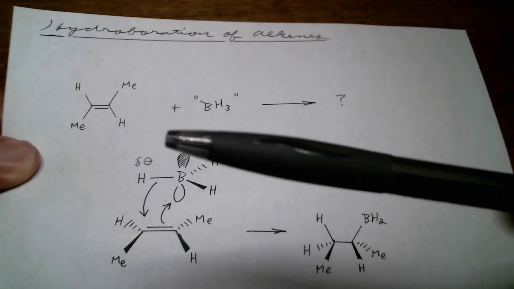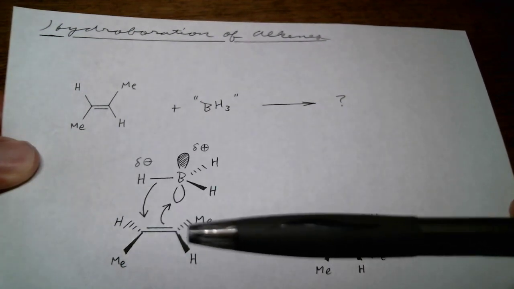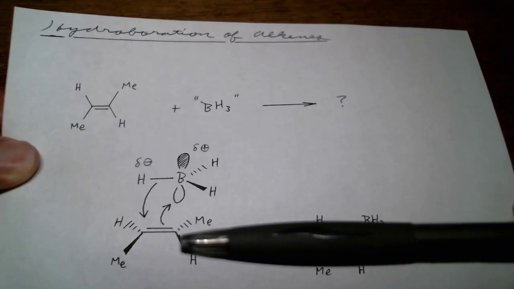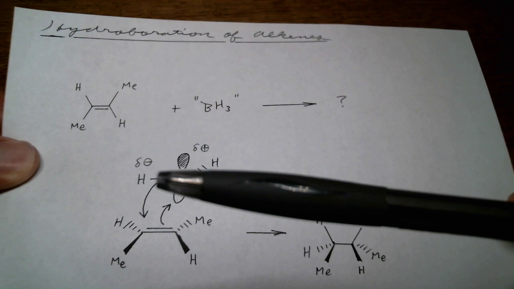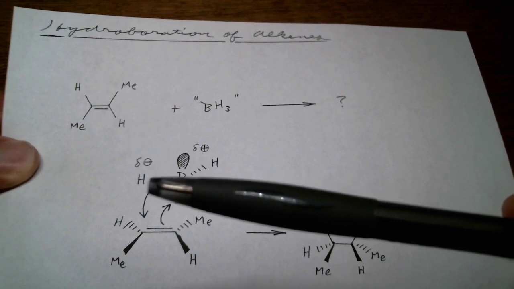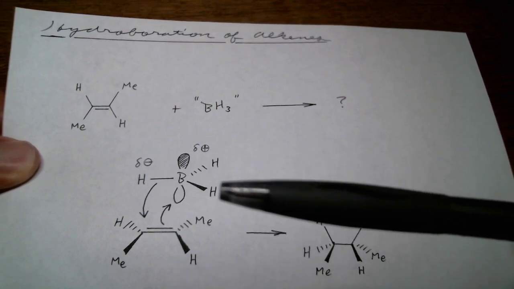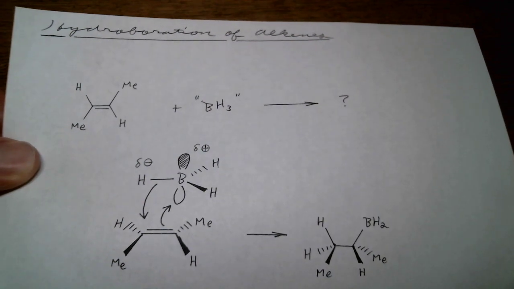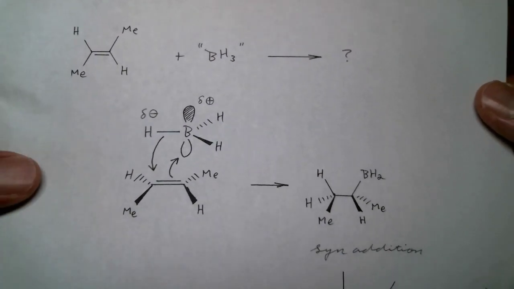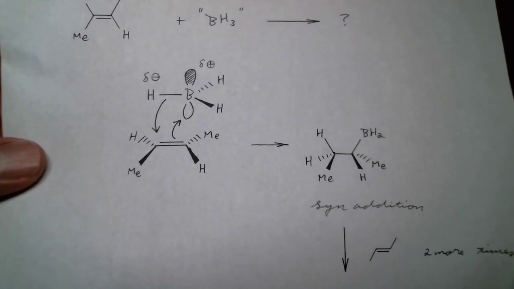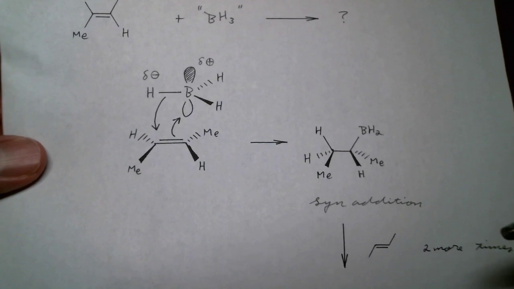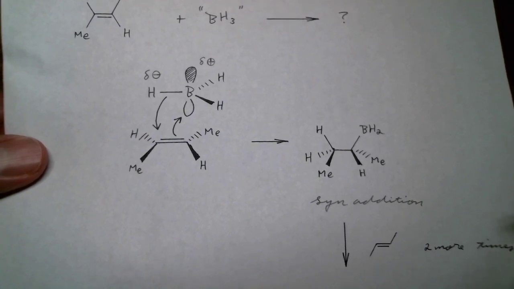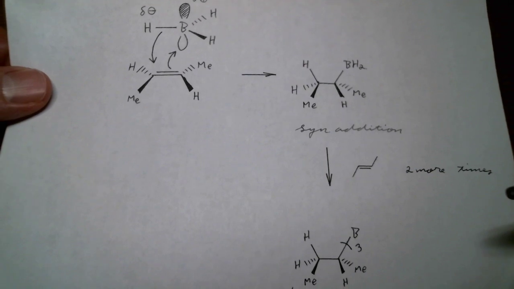So really this is a Markovnikov addition. It's just confusing for us because we're used to seeing the hydrogen atom act as the electrophile, but in this case it's the boron. We get syn addition of that hydrogen and boron atom so that they add to the same face or same side of the face of the alkene.